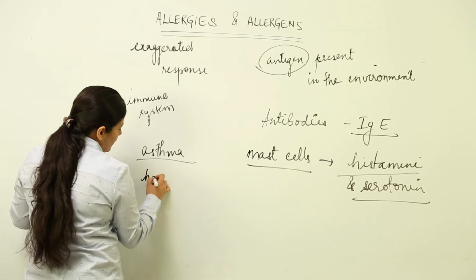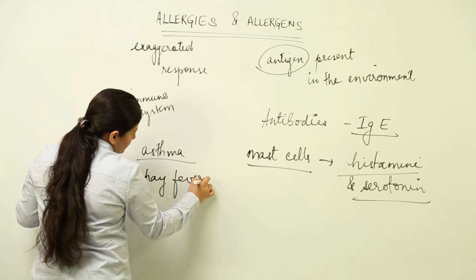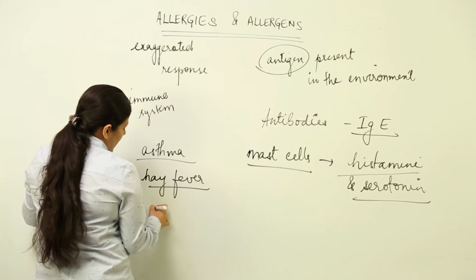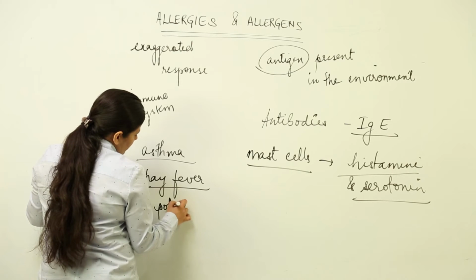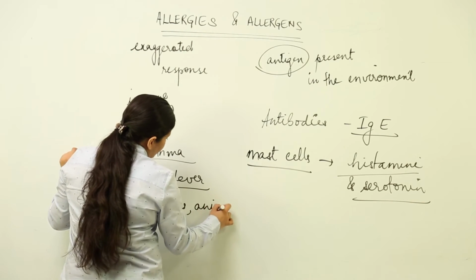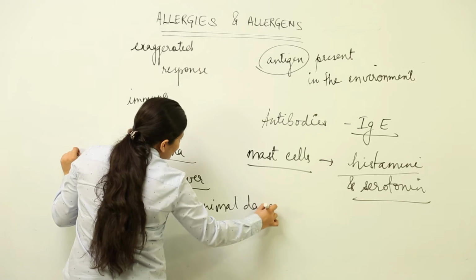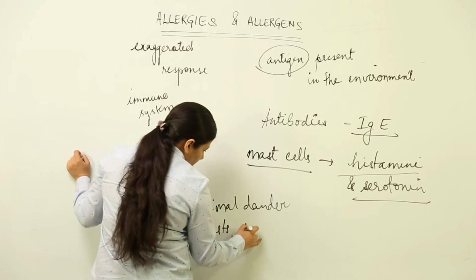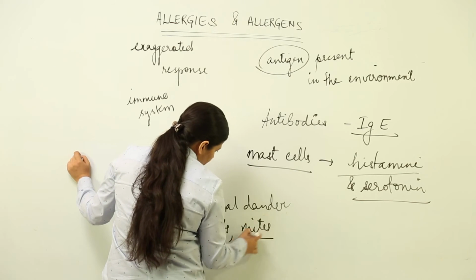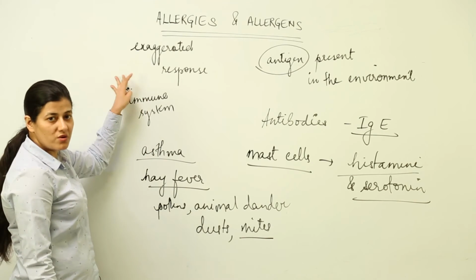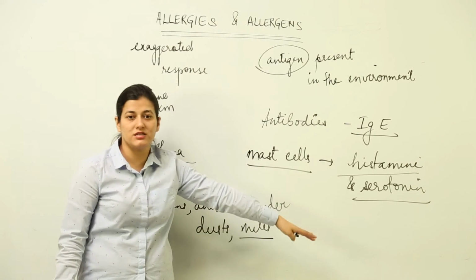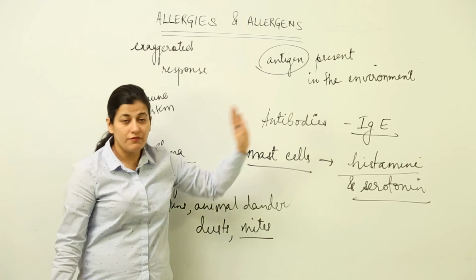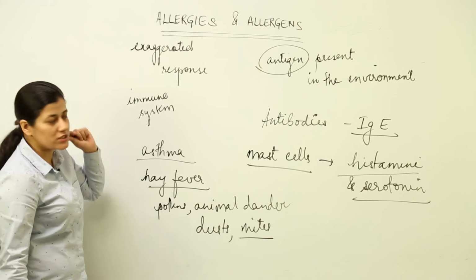We have the example of hay fever. Certain pollens will be responsible for bringing about this exaggerated response. Okay, we have pollens, we have animal dander, we have dust, we have mites. There are certain allergens in the environment which can bring about this allergic response, which is exaggerated release of histamine and serotonin by mast cell, as well as to counter the antigens which have entered the body, we have the release of IgE. This is what allergy is.